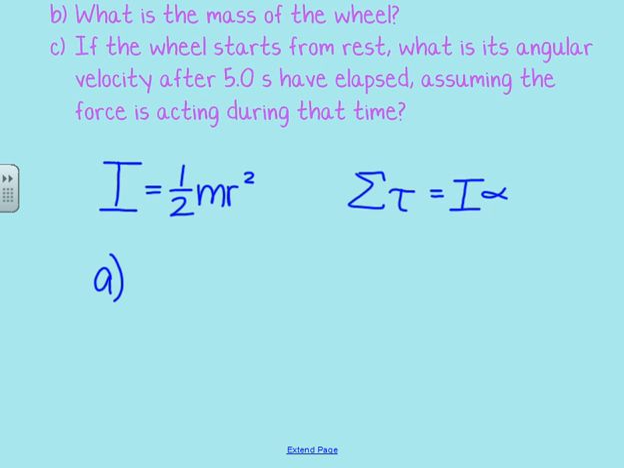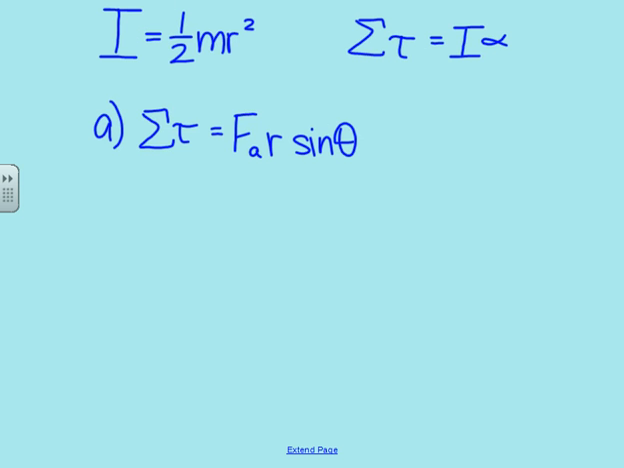In this case, there's only one force producing a torque. Therefore, the net torque is simply equal to the applied force times the radius times sine theta. And that force times radius times sine theta is equal to I alpha.